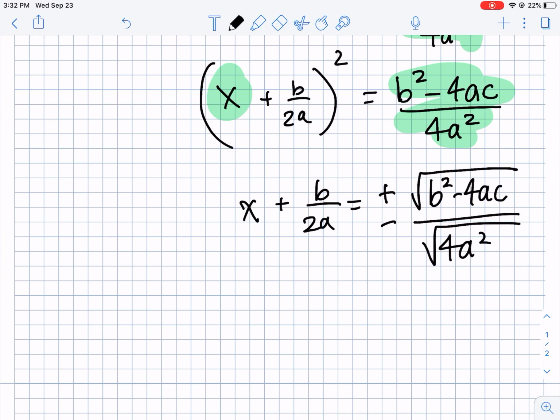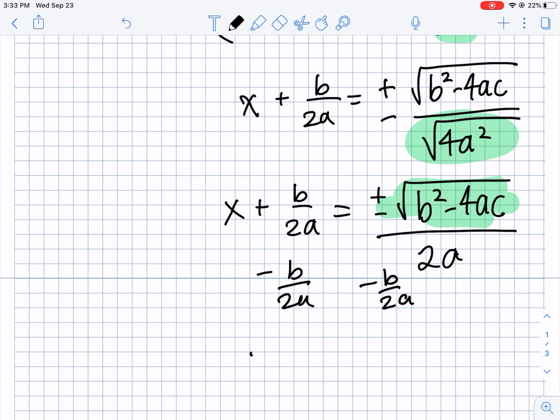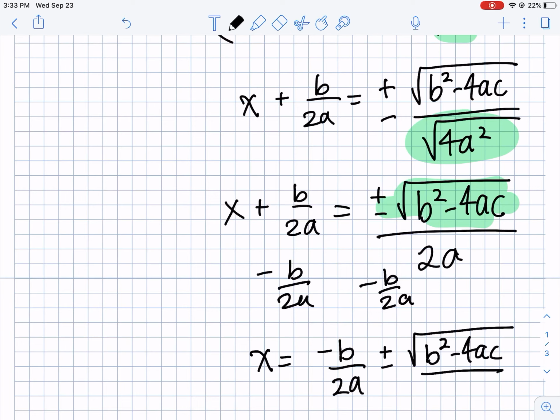Now, we get x plus b over 2a is equal to plus or minus the square root of b squared minus 4ac. There's no simplifying of this that can be done, but look down here, we can simplify that. The square root of 4 is 2, the square root of a squared is a. Now, to solve for x, I'm going to subtract b over 2a from both sides of the equation. When I do that, I get x equals negative b over 2a plus or minus the square root of b squared minus 4ac over 2a.